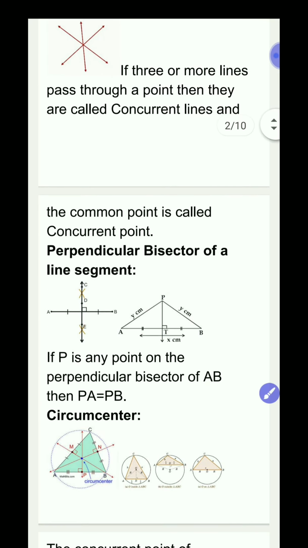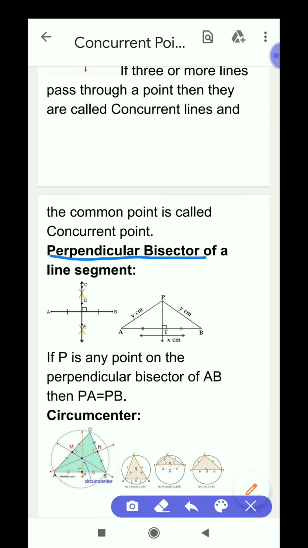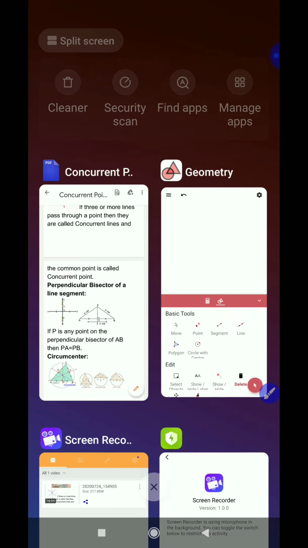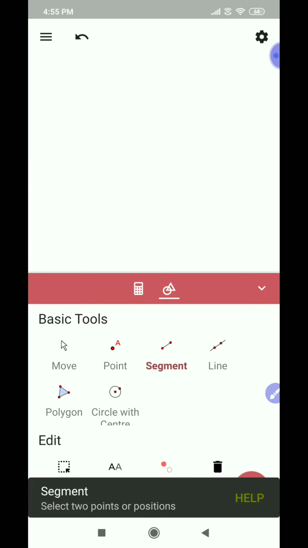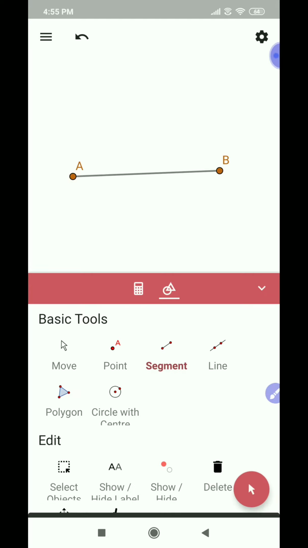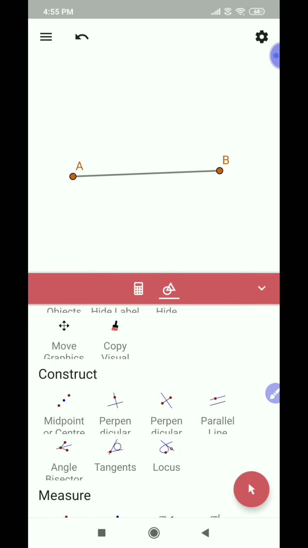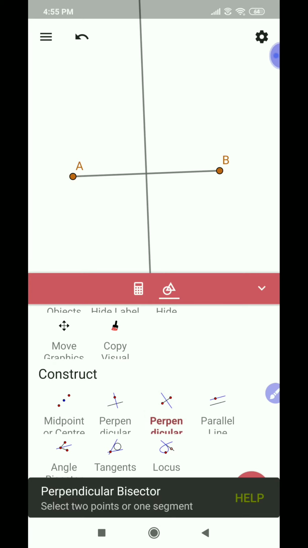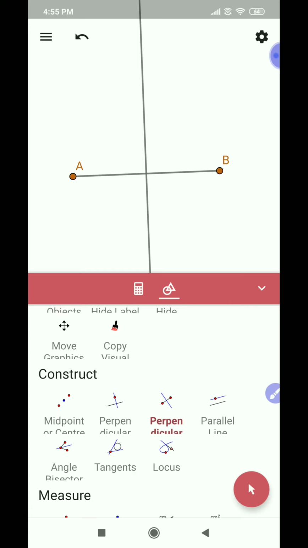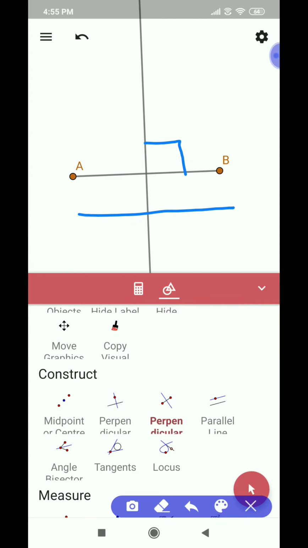Before going into the topic, let us examine the perpendicular bisector of a line segment. What is a perpendicular bisector of a line segment? Just draw a line segment. Now construct the perpendicular bisector to the line segment AB. Why do we call it a perpendicular bisector? Because it is perpendicular and divides the line segment AB into two equal parts. So it is called a perpendicular bisector.